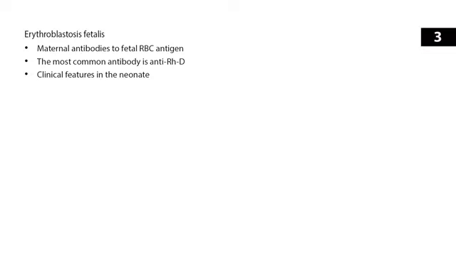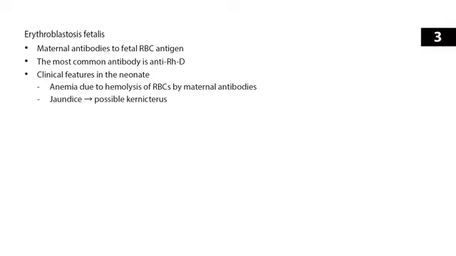So the clinical features of a neonate with erythroblastosis fetalis include anemia due to hemolysis of those fetal red cells, and then as those cells hemolyze, hemoglobin is going to be released, and that hemoglobin is converted into bilirubin, and the bilirubin causes jaundice and possibly kernicterus in the neonate. The fetus can also develop hydrops fetalis, which is a generalized fetal edema. And be aware that erythroblastosis fetalis is life-threatening, and it can cause intrauterine death.